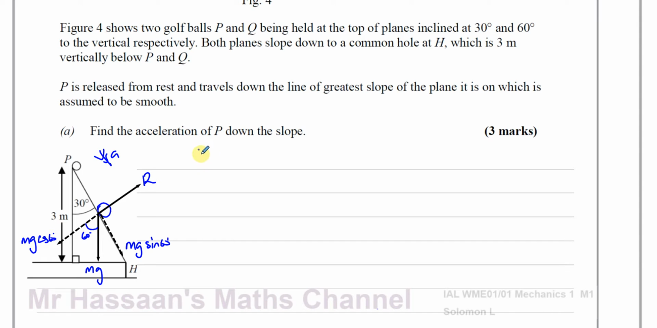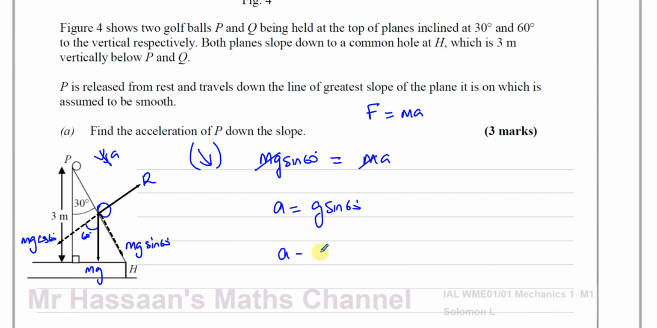If we resolve the forces parallel to the plane, the only force acting on this in parallel to the plane is mg sine 60. That's the only force acting, so it's equal to the mass times acceleration, ma. We know that the resultant force is ma, F equals ma. The masses will cancel out, so you're left with a equals g times the sine of 60.